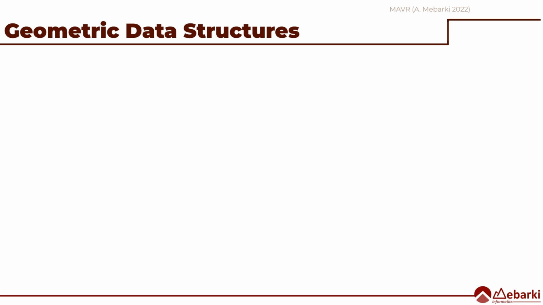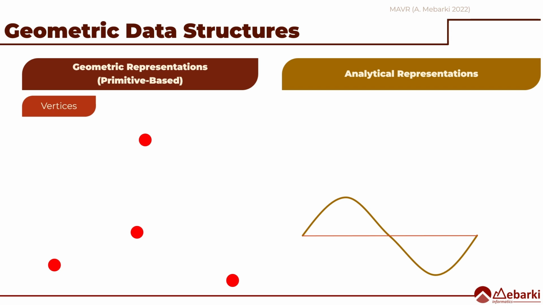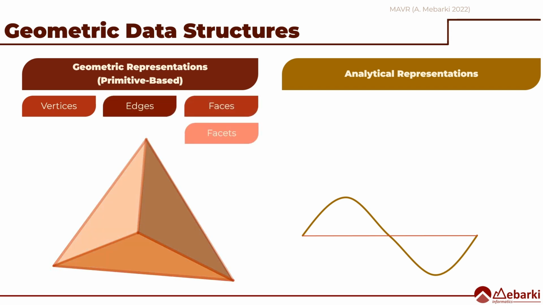The representation of geometric objects in a virtual world follows two main approaches, the primitive-based approach and the analytical approach. Each has distinct principles, advantages, and limitations. The primitive-based representation models objects using basic geometric components, such as vertices, edges, facets, and faces. It closely mirrors the structure of real-world objects and provides a direct, intuitive representation of shapes and surfaces.